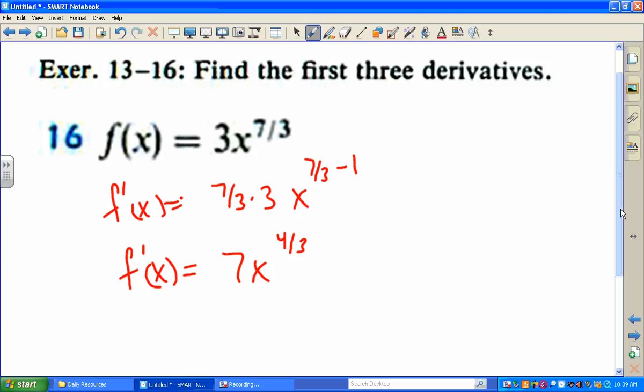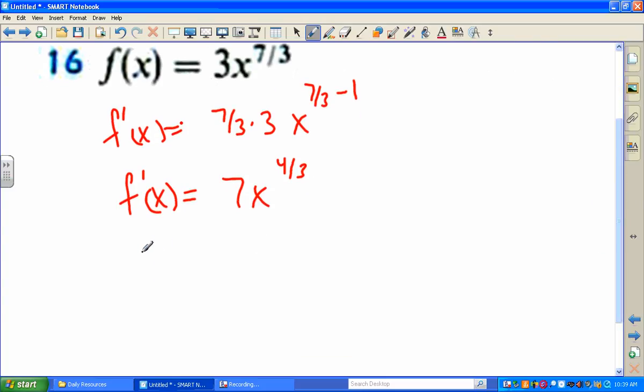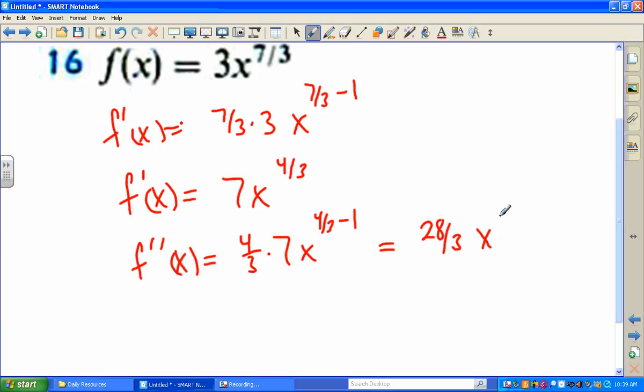Second derivative. Well, yeah, that's the derivative of the first derivative. So you're going to take 4/3 times 7x to the 4/3 minus 1. So that's going to equal 28/3 x to the 1/3.